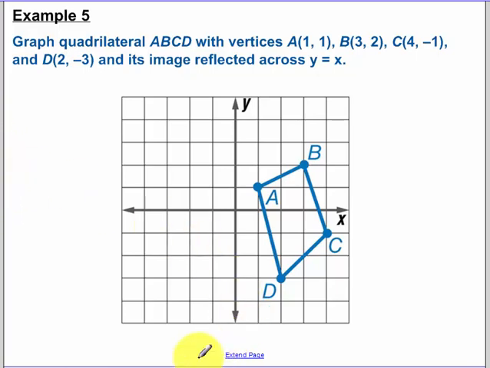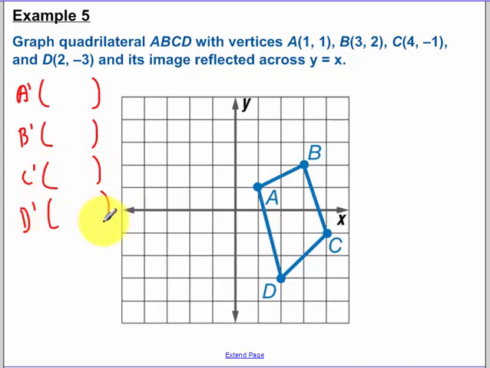Lastly, across the line x equals y. Now what I would recommend you do for this one is write out those points. Because you know what? You might get confused. And why not show me some work? Because you know what teachers love doing is grading work. So I can give you partial credit. 1, 1. Since 1, 1 is on my line, that stays exactly what it is. B flips and becomes 2, 3. C, -1, 4. D, -3, 2.